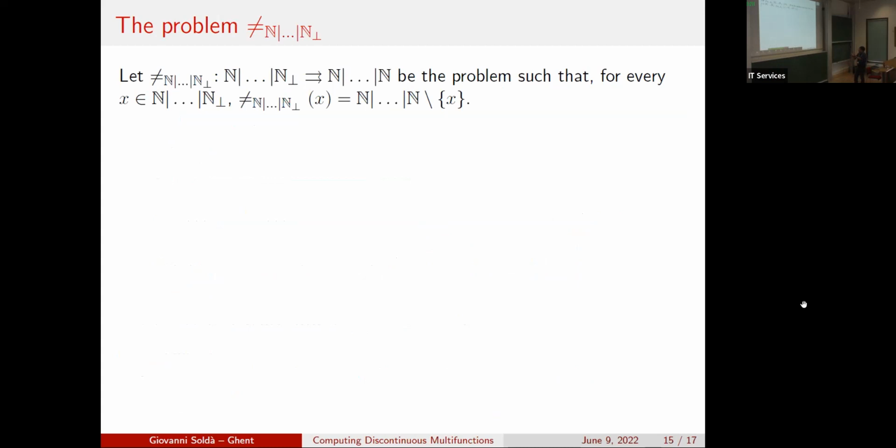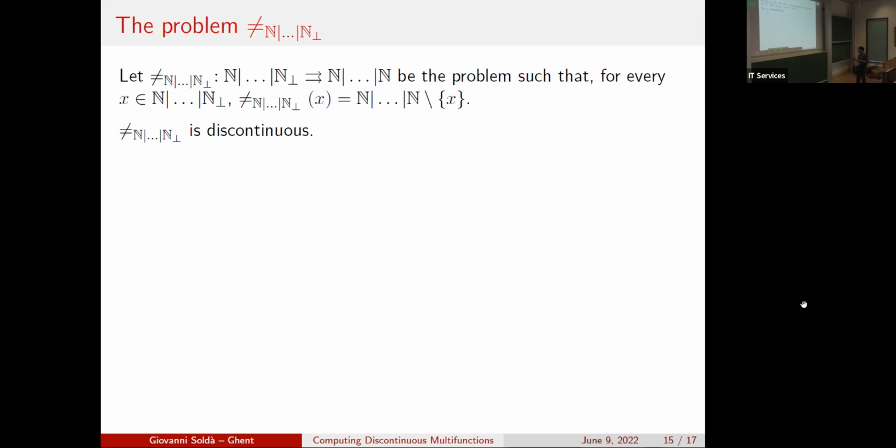So the real problem you want to use is this. You want inequality, the problem which is the inequality from the larger space to the smaller space. This is the problem such that for every x in the sequence of natural numbers and the bottom, it gives you everything which is not that point. Notice that in particular, if x is bottom, if you're given the sequence of all zeros, then you can output whatever you want and you will be happy. In all the other cases, you will be excluding 1 point.